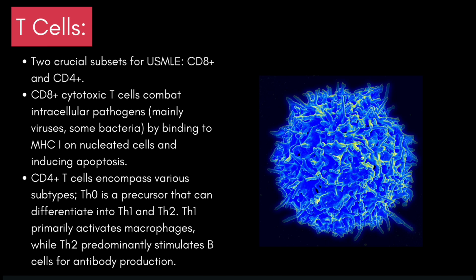CD8 plus cytotoxic T cells combat intracellular pathogens, mainly viruses and some bacteria, by binding to MHC1 on nucleated cells and inducing apoptosis. CD4 plus T cells encompass various subtypes. Th0 is a precursor that can differentiate into Th1 and Th2. Th1 primarily activates macrophages, while Th2 predominantly stimulates B cells for antibody production. Now that we've covered all of the lymphocytes, let's go ahead and move on to some questions.